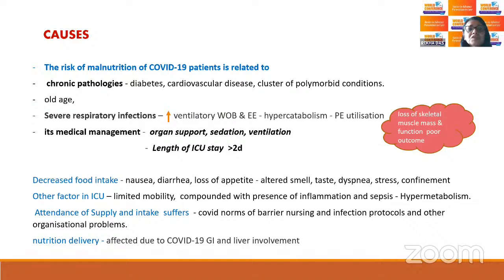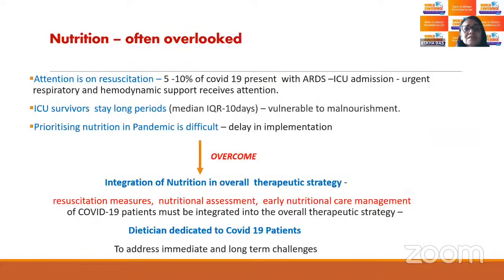Even decreased food intake due to GI symptoms, loss of appetite due to altered smell, taste, dyspnea, stress, the psychosocial stress, the stress of confinement, plus other factors in ICU like limited mobility compounded with inflammation, sepsis, and hypermetabolism, the organizational problems that prevent attendance of supply of food and intake due to barrier nursing and infection protocols, the nutrition delivery, which is also affected within the body due to GI and liver involvement. Moreover, we all understand that the urgent respiratory and hemodynamic support for which the patient is getting admitted into the ICU receives the priority, and therefore nutrition is sidelined.